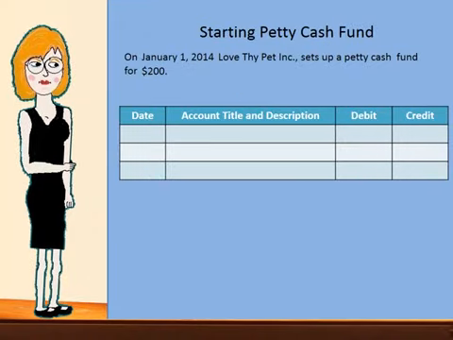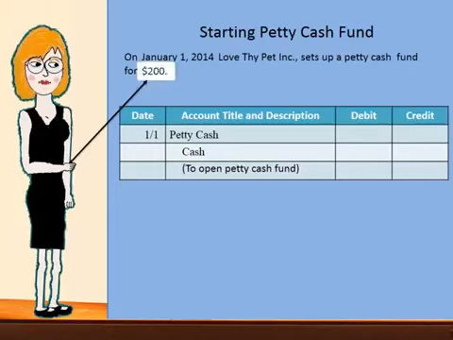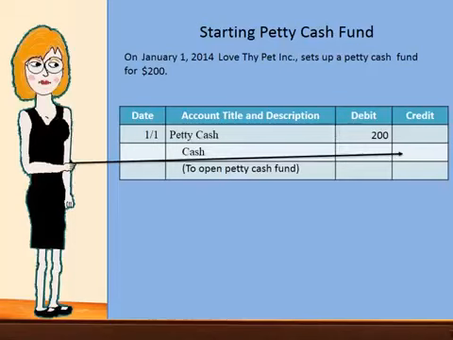Let's start with how to set up a petty cash fund. The date was January 1st, so we will do 1/1. Setting up a petty cash fund, so we will debit petty cash, which is an asset account, increases when we debit it. Then cash, of course, is an asset account. It will decrease because we're crediting it, taking money out of that account. The description: to open petty cash fund, the amount we're placing in the box will be $200. So we will debit petty cash fund, increasing it, and credit cash, decreasing that account.